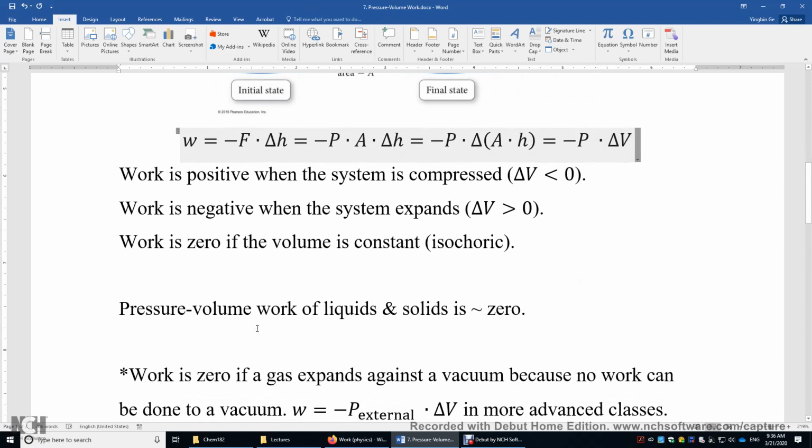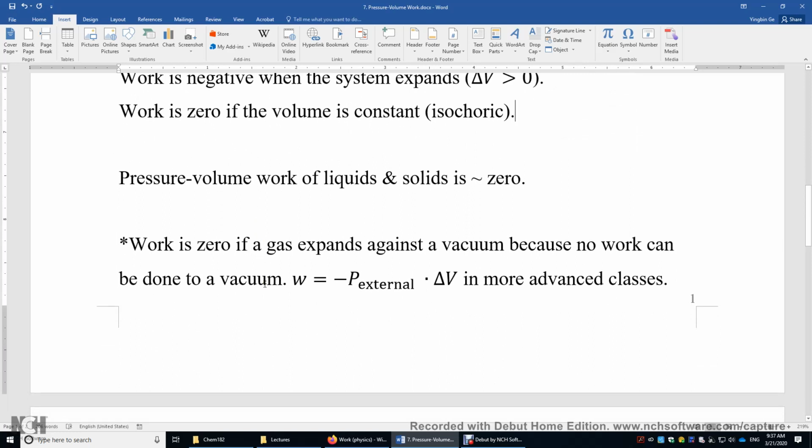What about the pressure volume work of liquids and solids? It's approximately 0 under all circumstances, because delta V of a liquid or a solid is almost always negligible. You can try to change the volume of a liquid or a solid. You are not going to be able to observe the volume change.